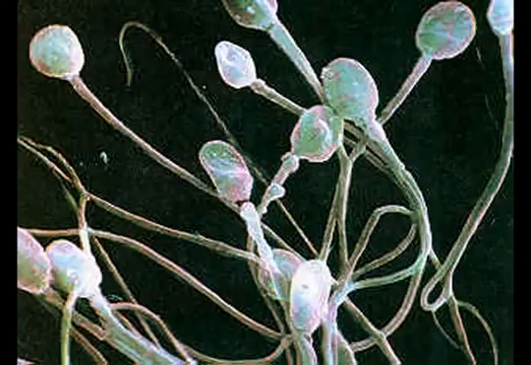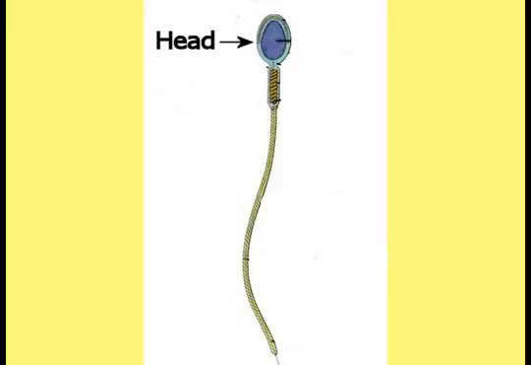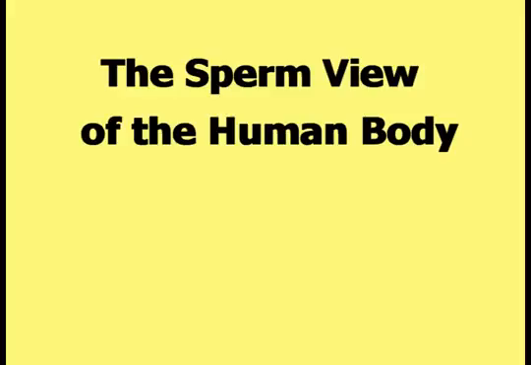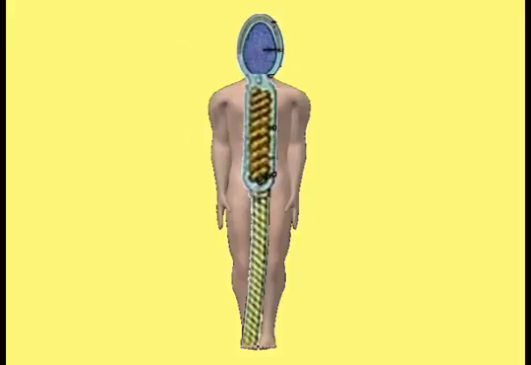This picture shows a group of real sperm. A sperm consists of a section called the head, a section behind the head called the body, and a section behind the body called the tail. The sperm view of the human body treats the human body as if it is a large sperm centered on the human body as shown in this picture.